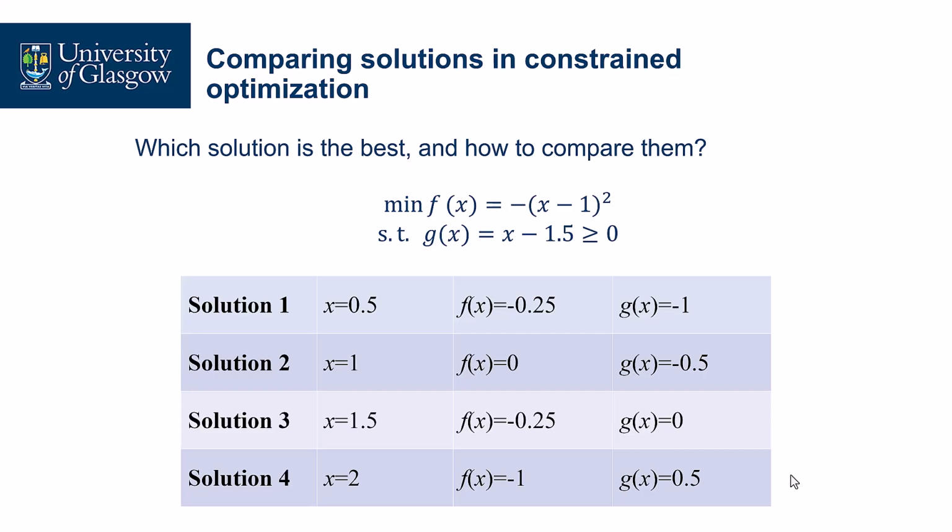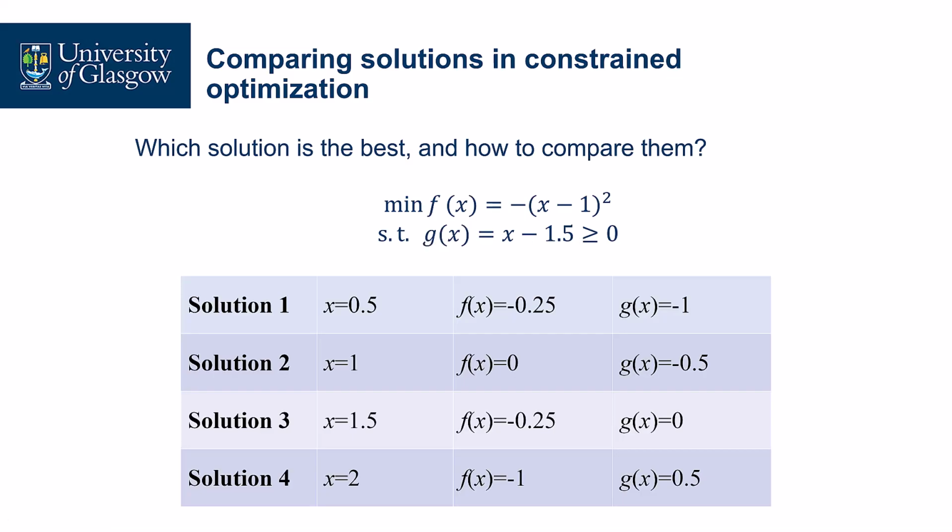For the first 2 solutions, there are 2 different f(x) values, but all of the g(x) values are smaller than 0. It means that these 2 solutions do not satisfy the g(x) constraint. And for solutions 3 and 4, the g(x) constraint is satisfied, right? And we have 2 f(x) values. So which one is the best?